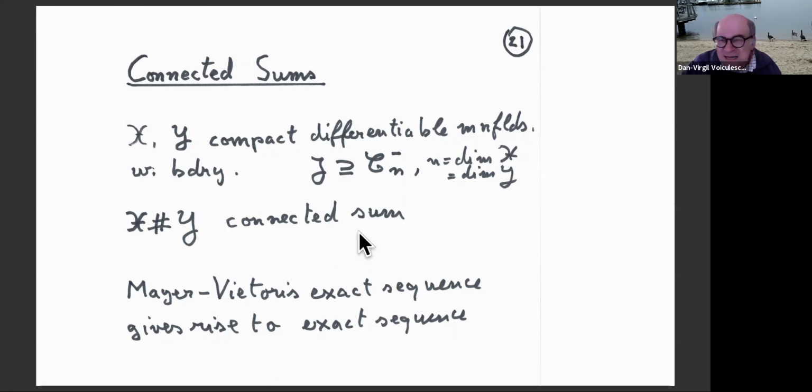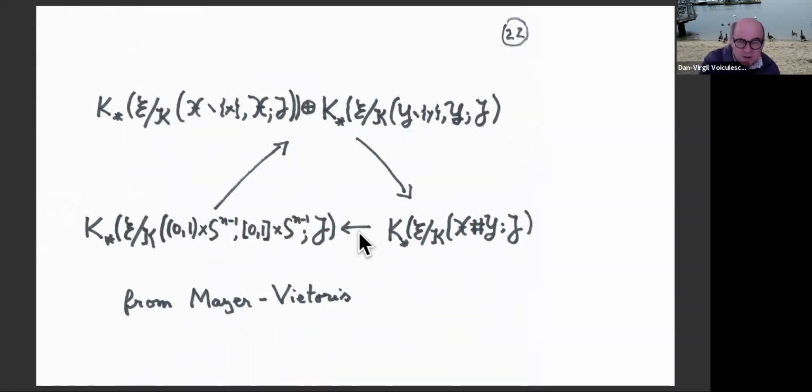And the good thing is that because one has this C of X algebra fact, if the continuous functions are in the center, one can have Meyer-Vietoris type sequences for connected sums. So if I take two such manifolds, X and Y, and I'm taking an ideal J, which contains C minus n, it could be C minus n, but it can be larger, and I'm taking the connected sum of two such manifolds, then the Meyer-Vietoris exact sequence can be adapted to this situation. And one gets this type of Meyer-Vietoris.